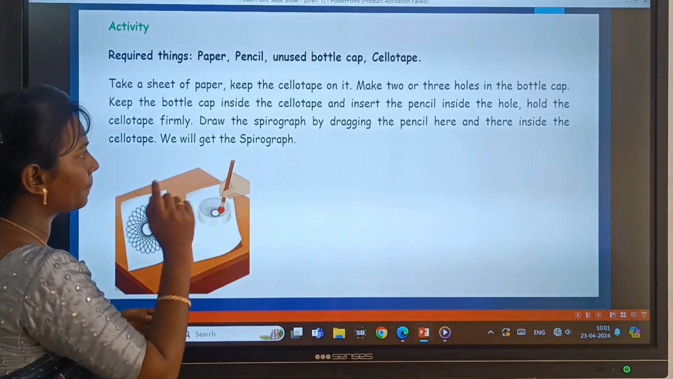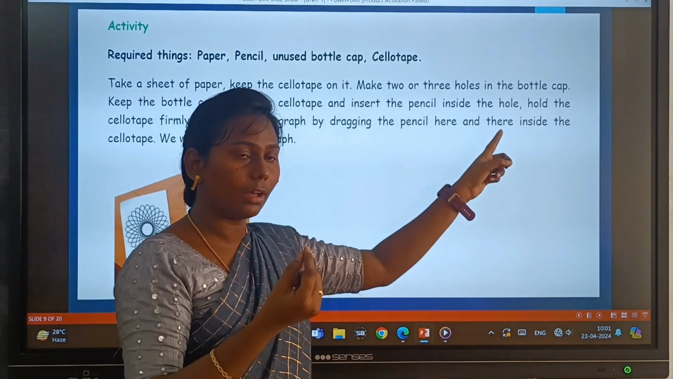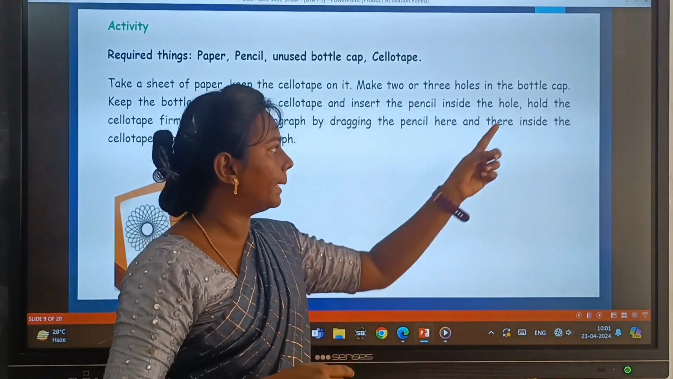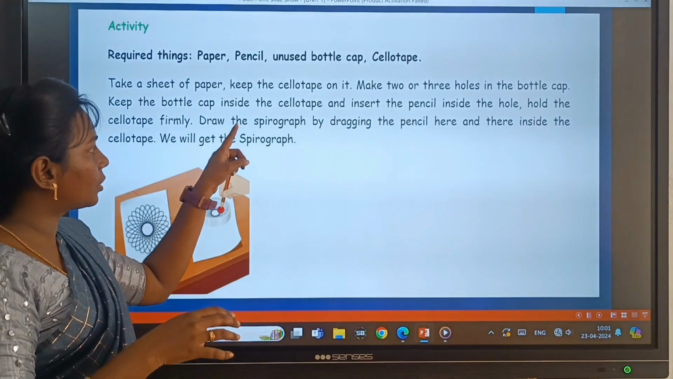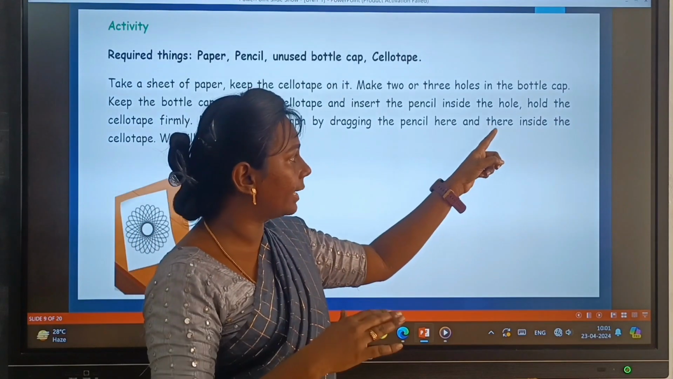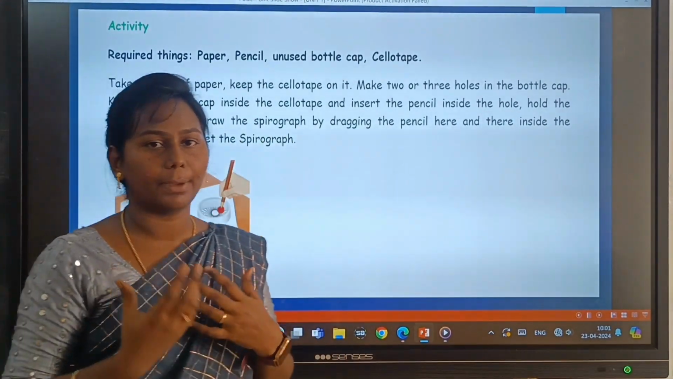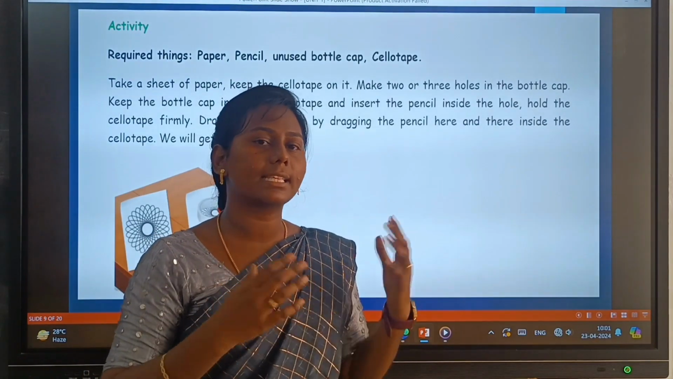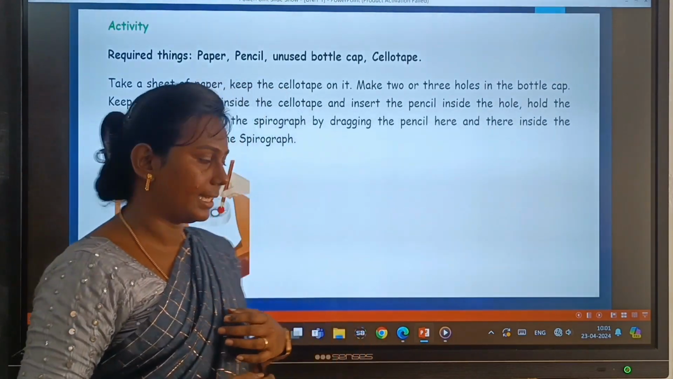Look at here. Insert the pencil inside the hole of the bottle cap. Hold the sellotape firmly. Then draw the spirograph by dragging the pencil here and there inside the sellotape. We will get the spirograph picture. Okay, now let's see a video so you can understand this concept easily.